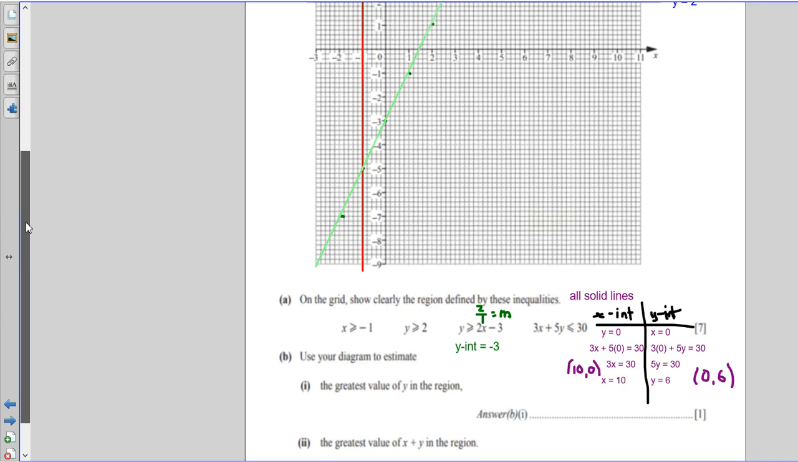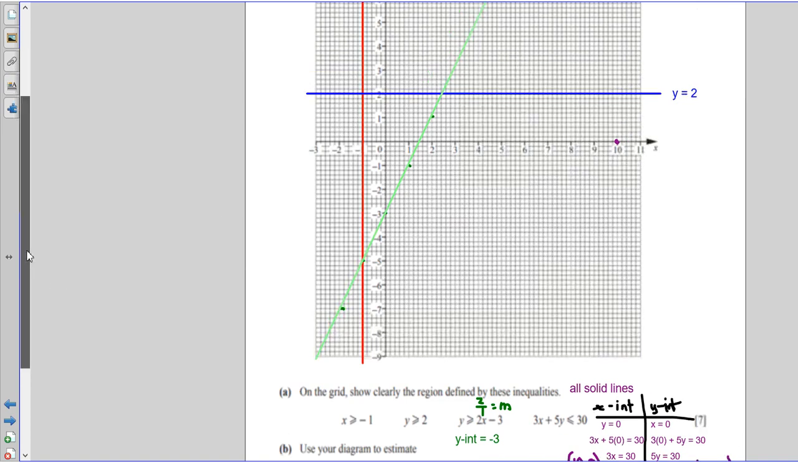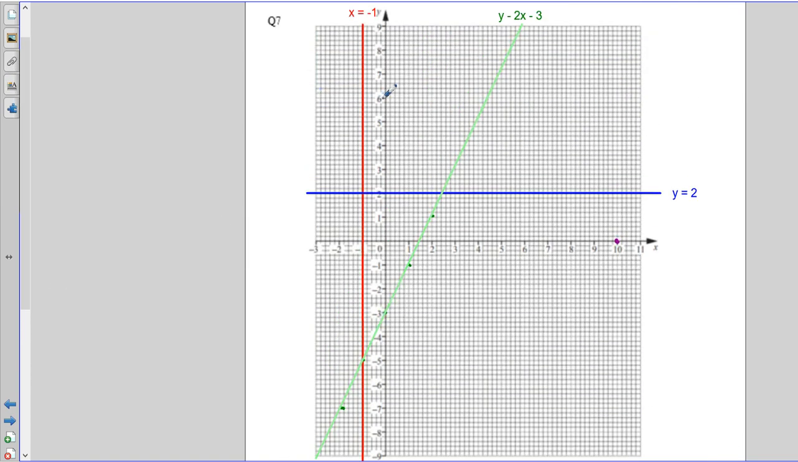The x-intercept is at 10, 0, so here's our x-intercept. Lovely. And our y-intercept is at 0, 6. So let's plot our y-intercept. 0, 6. And now let's draw our line. So we're going to draw a line using our line tool.